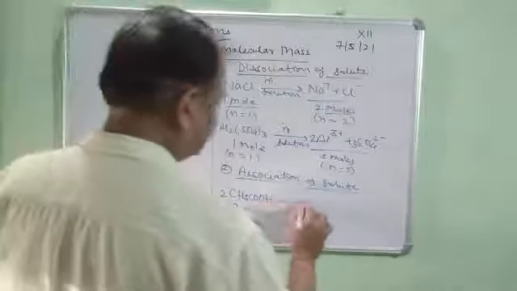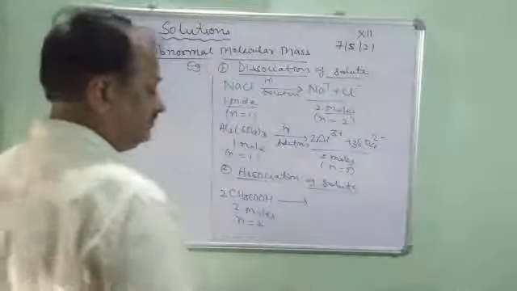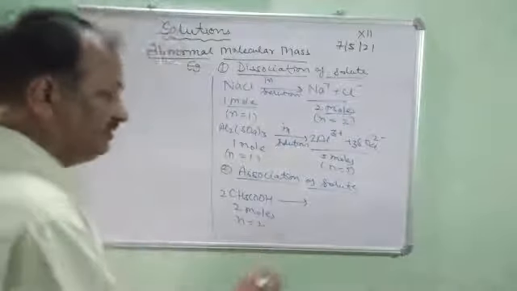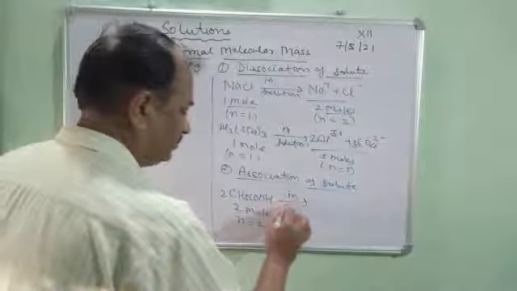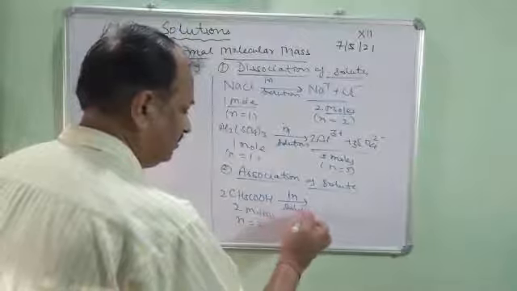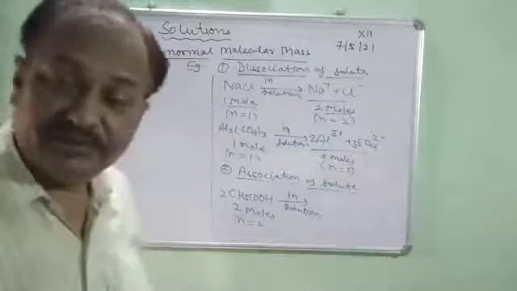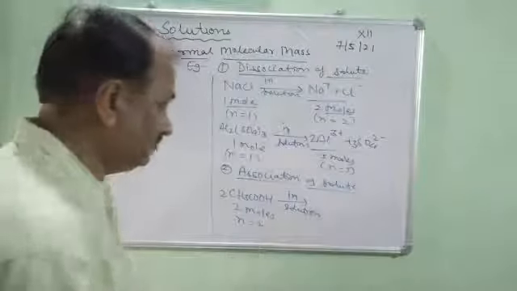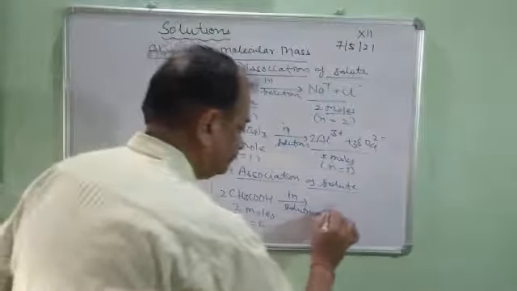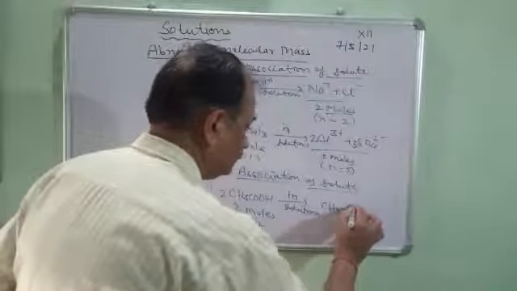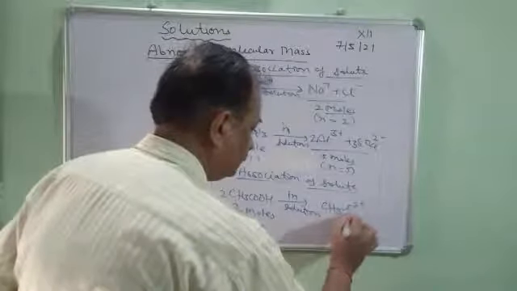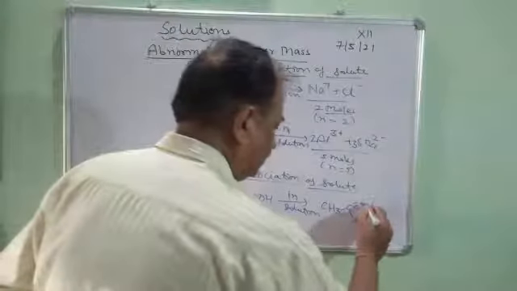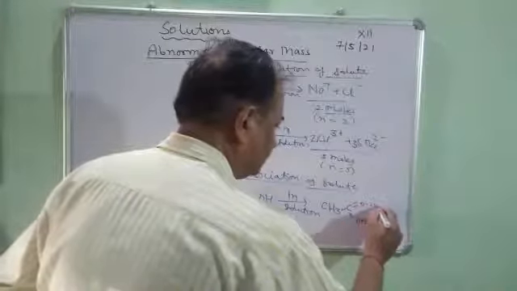Now see what happens after association in solution. You know there is hydrogen bonding. You have read hydrogen bonding. So see how this is 1 mole and the other mole.